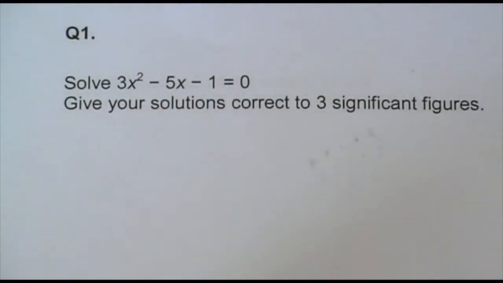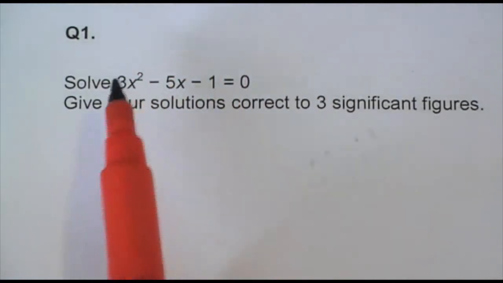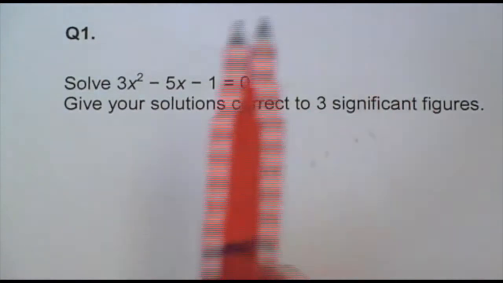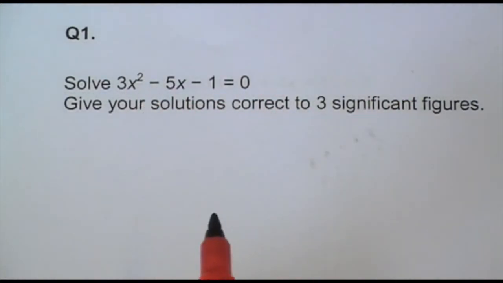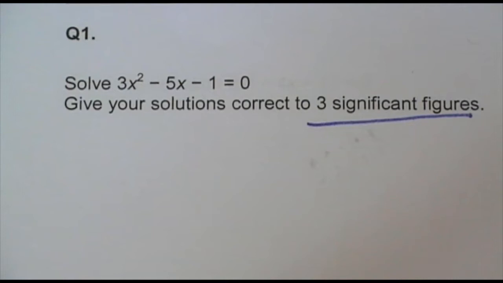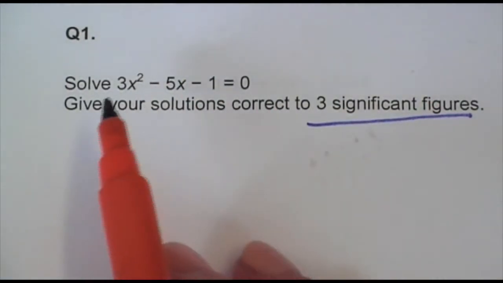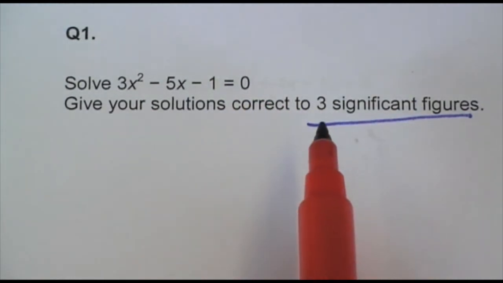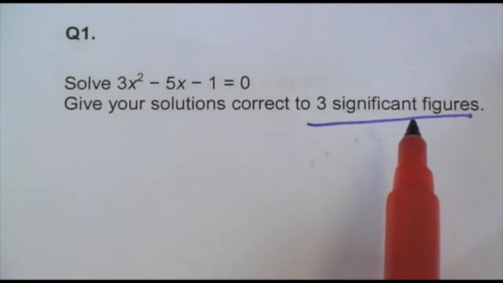Here we're being asked to solve a quadratic equation. I know it's a quadratic because it has an x squared term. I'm going to be solving this using the quadratic equation that's given at the front of the paper. The clue to the fact that I need to use the quadratic equation, apart from the fact that this is a calculator paper, is that it wants the answer correct to 3 significant figures. I've got a quadratic equation equal to 0, and they want it correct to 3 significant figures.